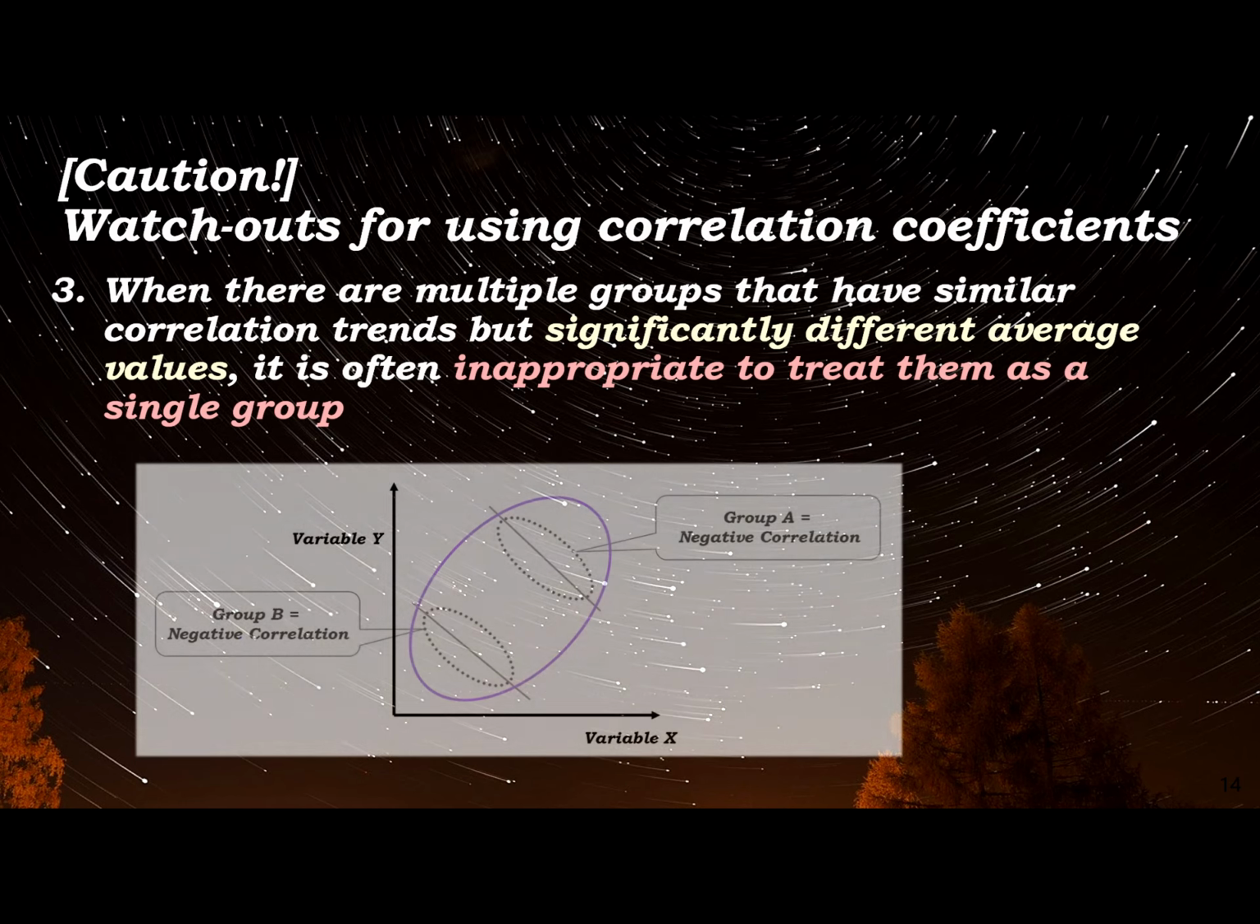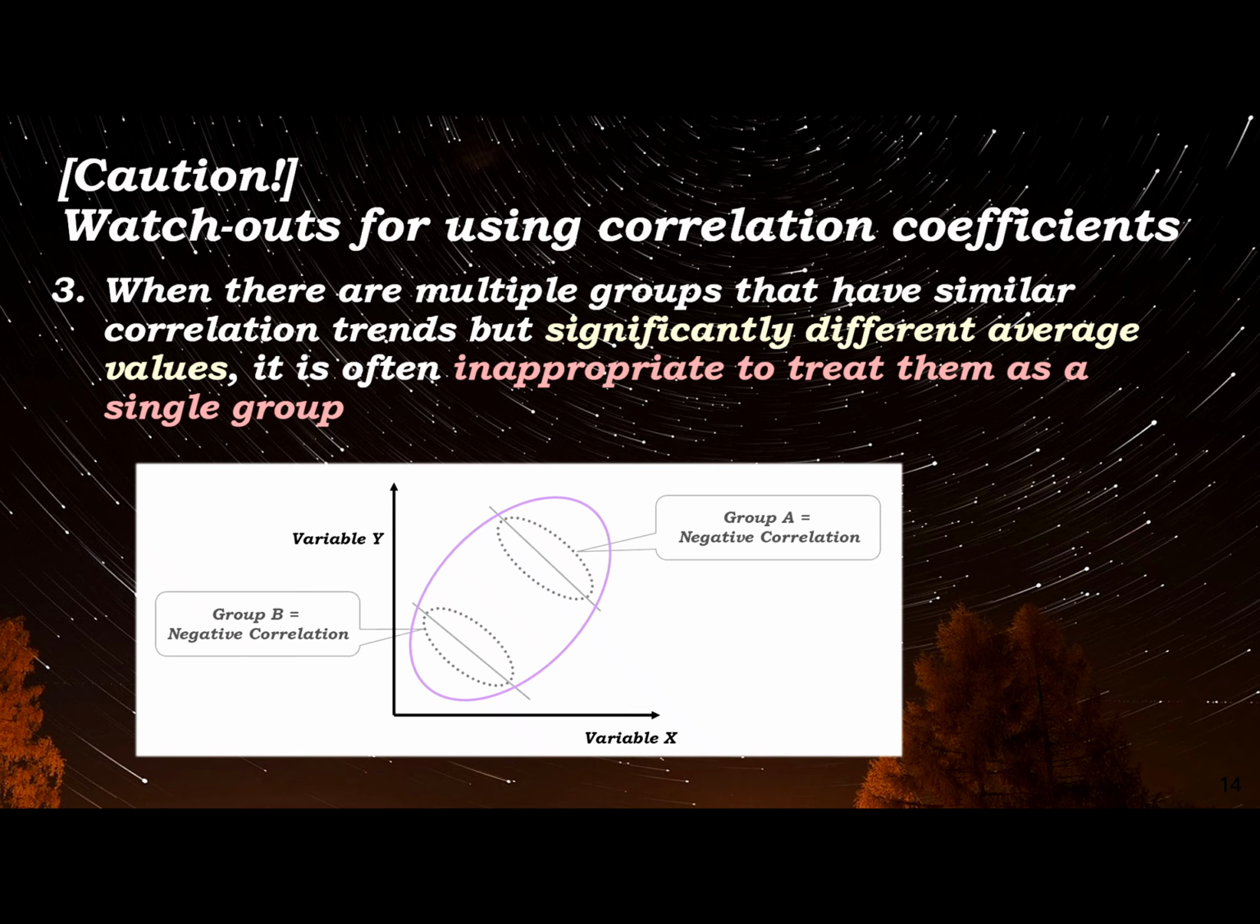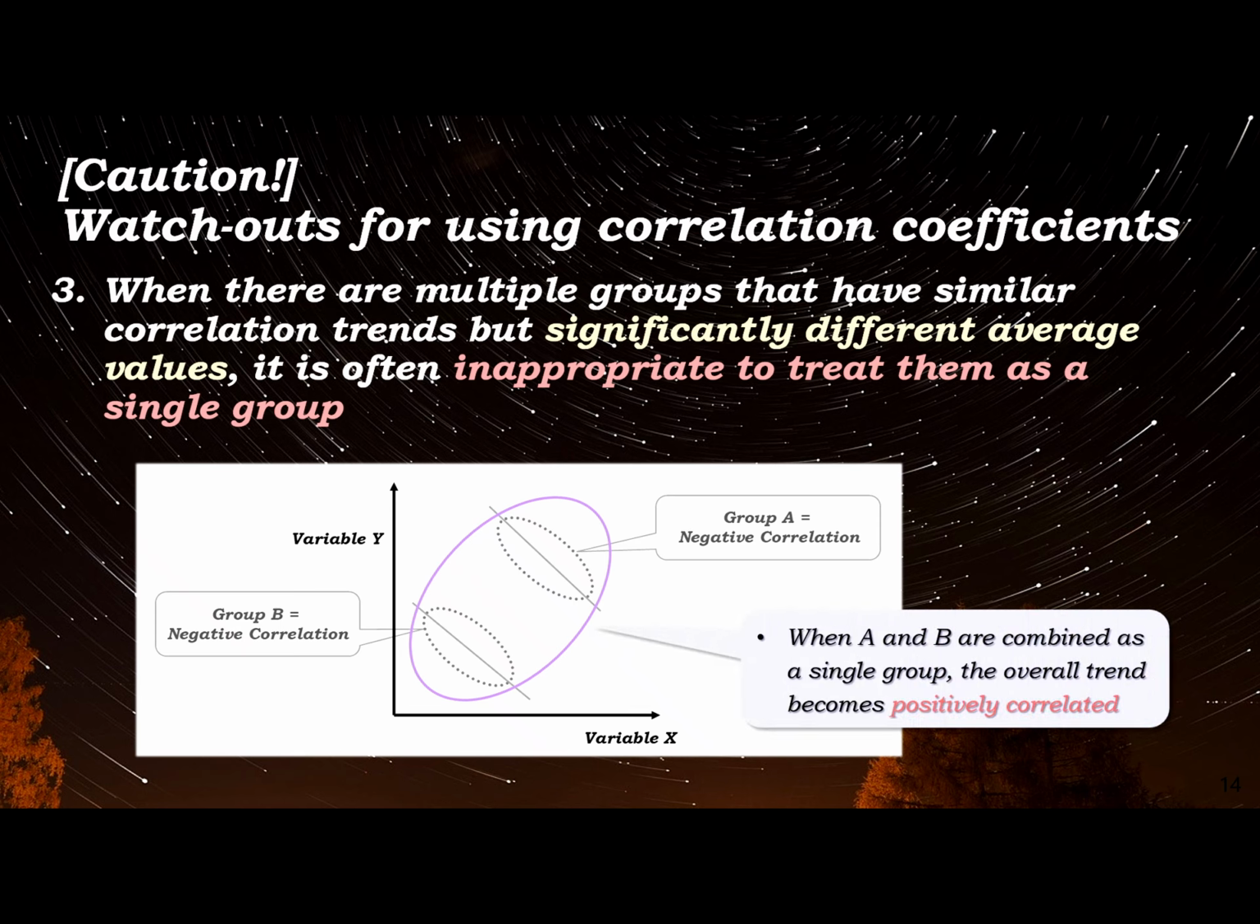Number 3. When multiple groups have similar correlation trends but significantly different average values, they should not be treated as a single group. To avoid those problems, I recommend frequently reviewing both the coefficients and the discrepancy levels in the magnitude of actual data values.